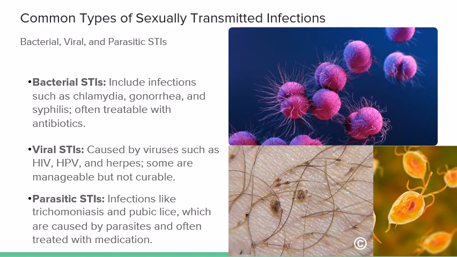Viral STIs such as HIV, HPV, and herpes are caused by viruses. While some, like HPV, can be prevented with vaccines, others, like herpes, remain incurable but manageable with antiviral medications. Parasitic STIs, including trichomoniasis and pubic lice, are caused by parasites. These infections are typically treatable with prescription medications and good hygiene practices. Recognizing the different types of STIs helps in adopting effective prevention and treatment strategies.